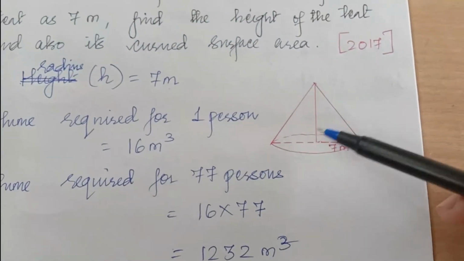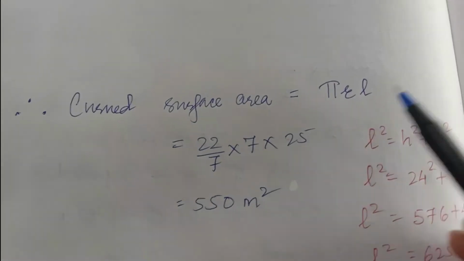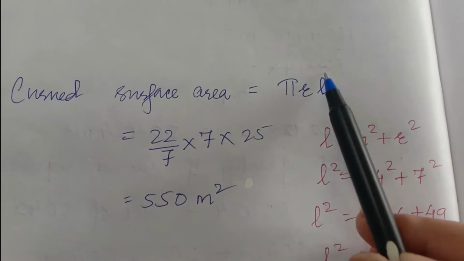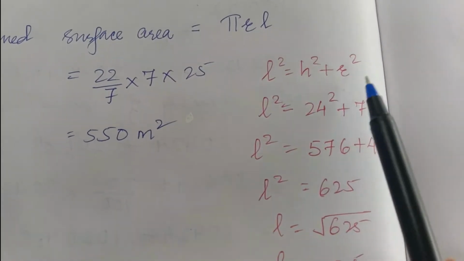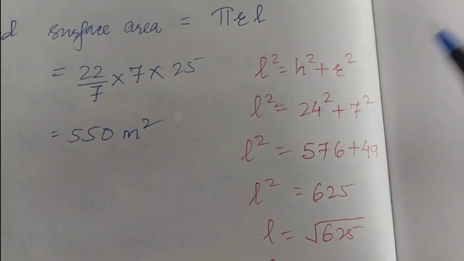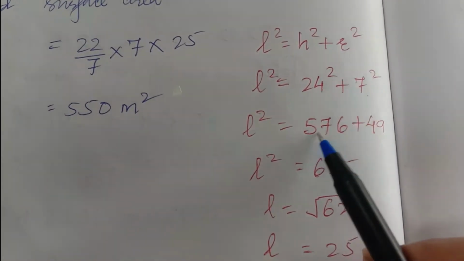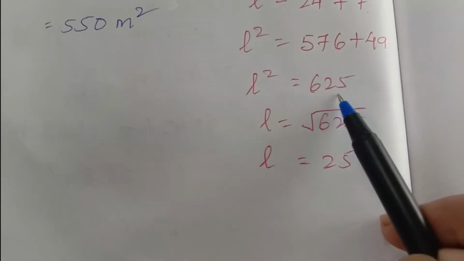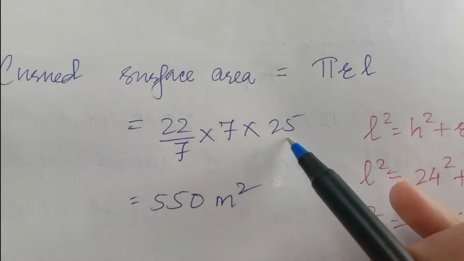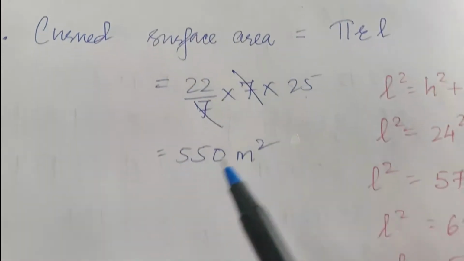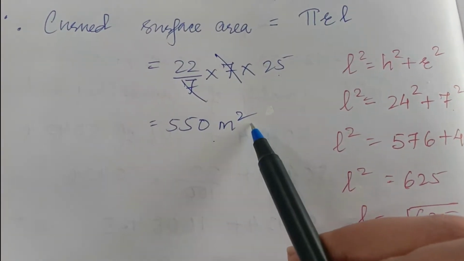Now we have to find the lateral surface area. The curved surface area formula is pi r l. We don't know the value of l, so we will find l. l square is h square plus r square. h is 24, r is 7. So 576 plus 49 is 625, and the square root of 625 is 25. So the value of l is 25. The 7 cancels, and the answer is 550 meters square.